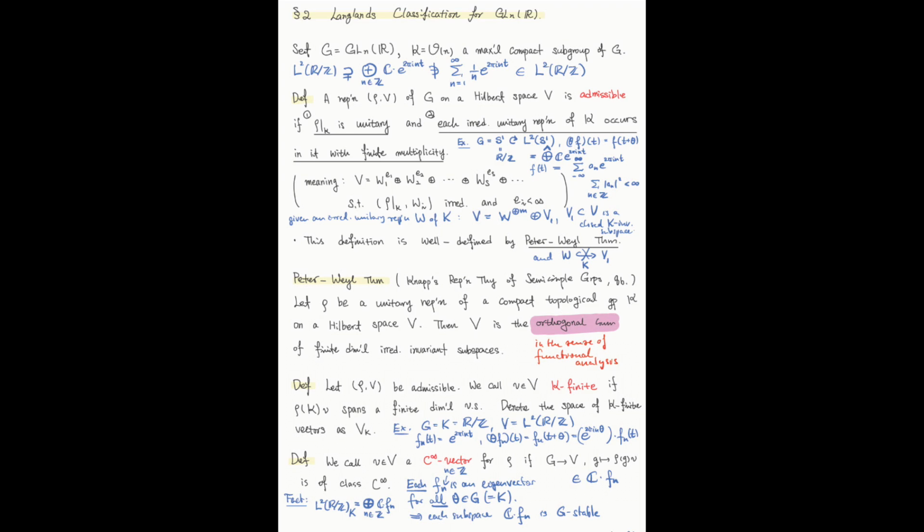Yeah. So G is GL and R, and K is O(n), the maximal compact subgroup of G. So here is the definition of admissible. The representation of G on a Hilbert space V is admissible if the restricted representation to K is unitary, and each irreducible unitary representation of K occurs in it with finite multiplicity. So I think that means V can be expressed like this, and each multiplicity is finite.